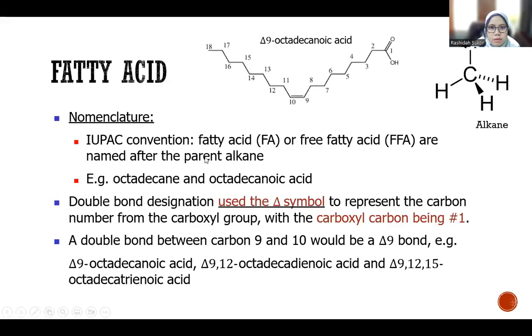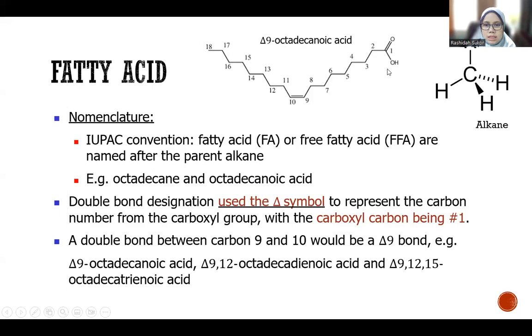Let's see what we have here. Okay, nomenclature for IUPAC convention: fatty acids and free fatty acids are named after the parent alkane. So this is the alkane group, the CH3, 1, 2, 3. Okay, for example, octadecane and octadecanoic acid. So this is octadecanoic acid.